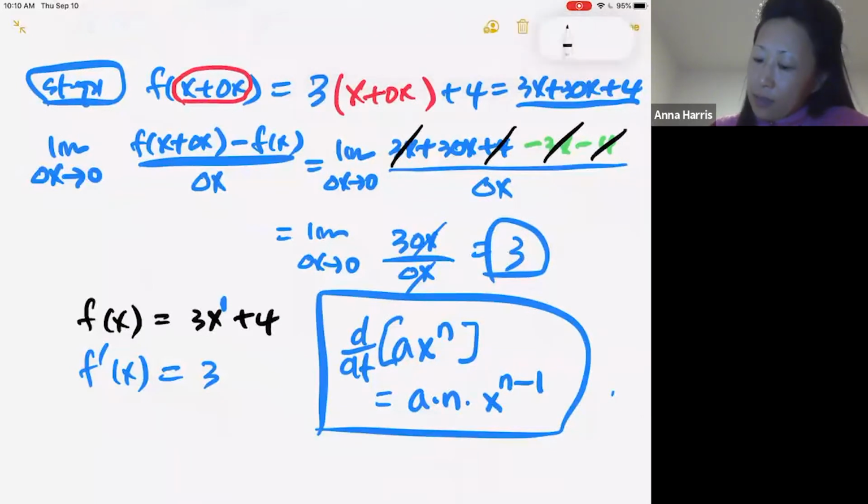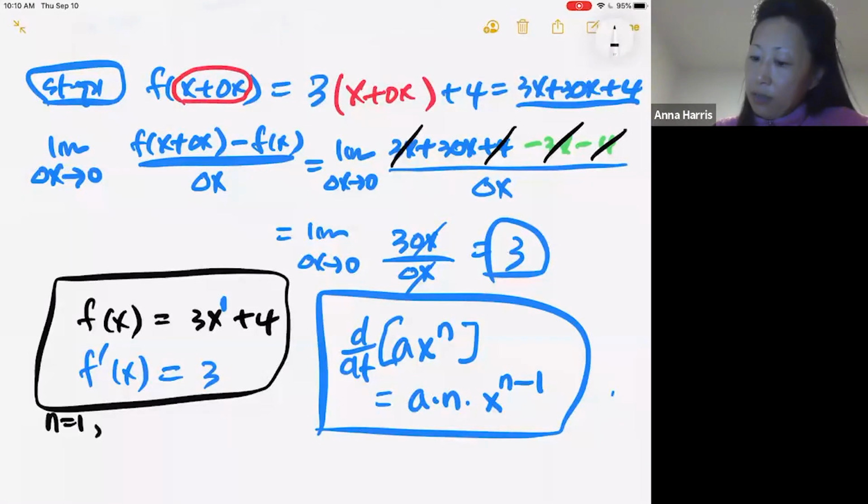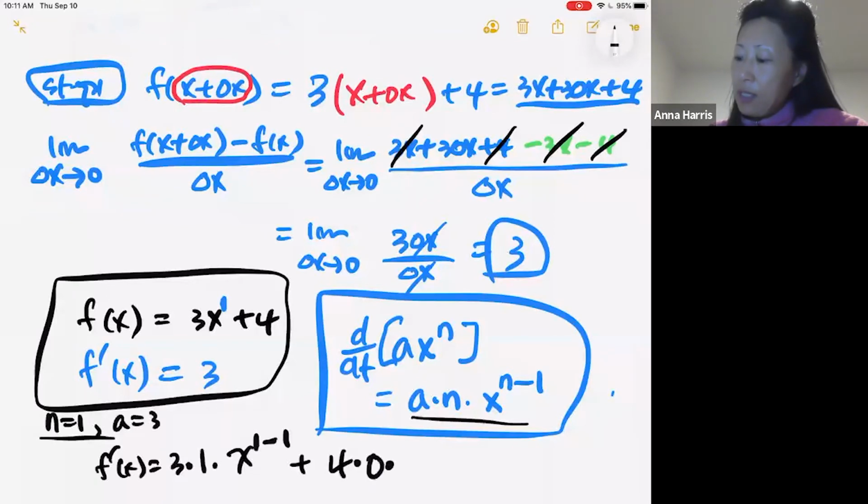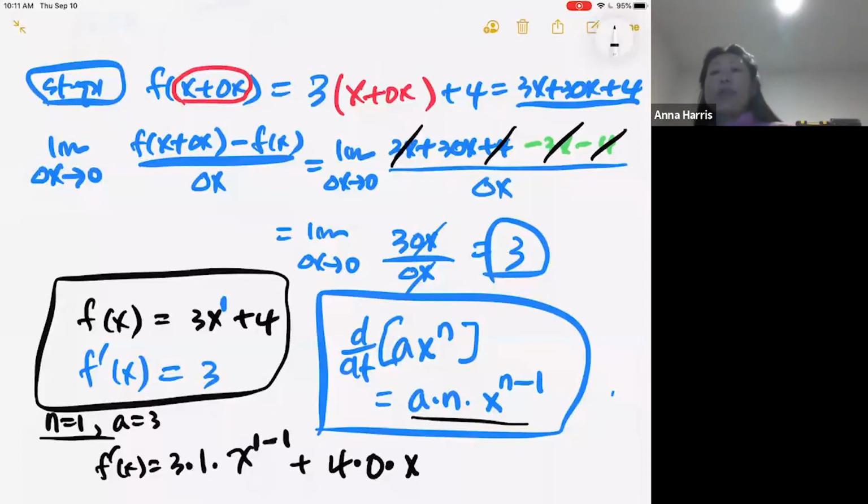Which means for our case, what is my n? My n is 1. I'm looking at this problem right here. My n is 1, a is 3, right? So if I use this power rule, then I get f prime is equal to a times n times x to the what? 1 minus 1, right? And then the next one, plus 4 times 0 times, I don't have anything, right?